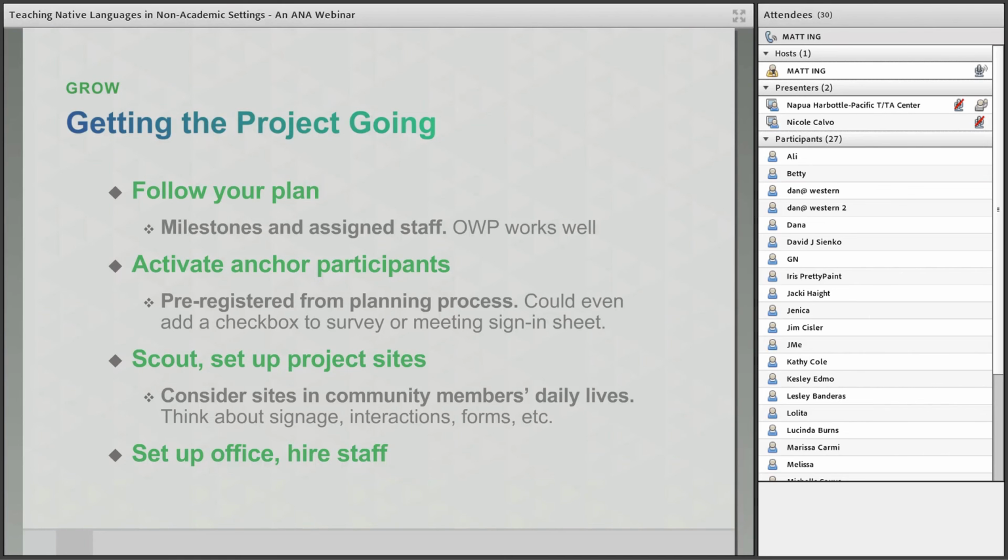Of course, you have to set up your office and hire staff. And again, take those things into consideration. Who are you going to hire and where are you going to set up your office?